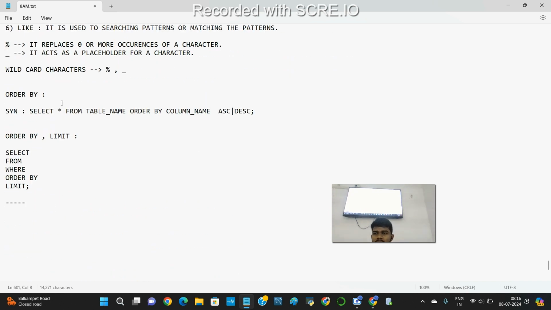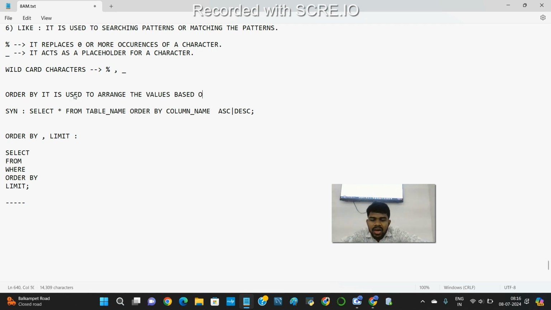So we can understand from the order by statement that it is used to arrange the values based on a column, either in ascending or descending order. So this is what we discussed in the previous class.